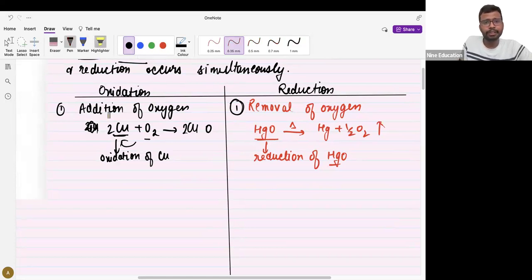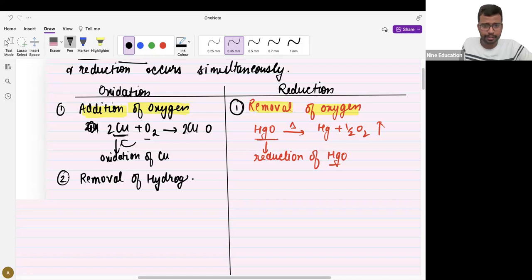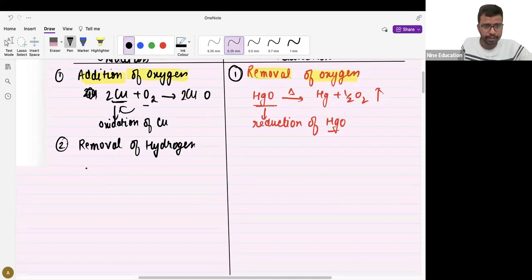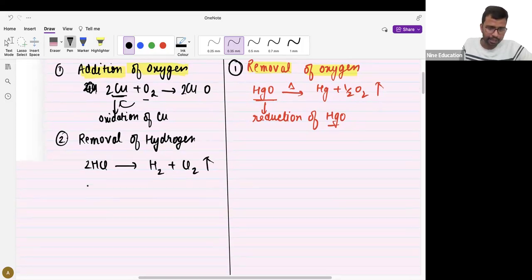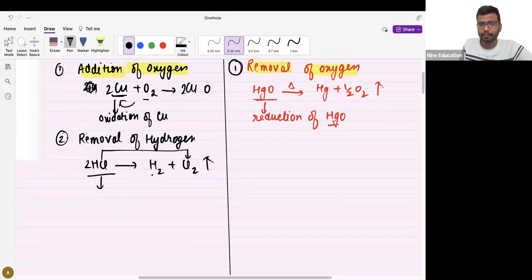So addition of oxygen is known as oxidation. Removal of oxygen is known as reduction. Simple. Second one, in oxidation, removal of hydrogen. Let's say we take an example: 2 HCl will give you H2 plus Cl2, and both are gases, hydrogen and chlorine. Removal of hydrogen from HCl, and HCl becomes Cl2.